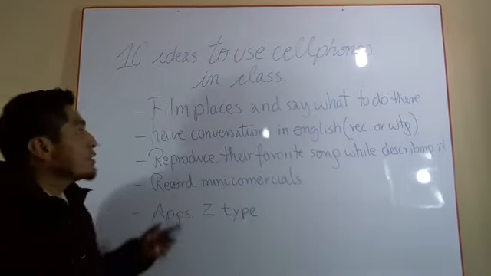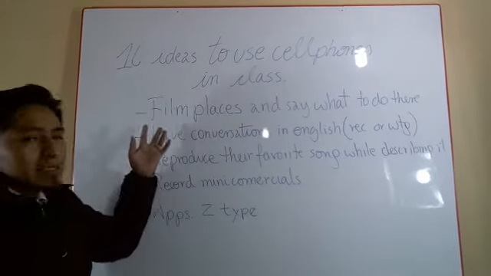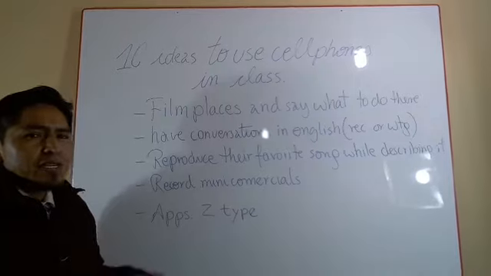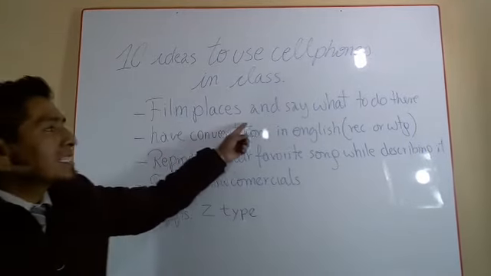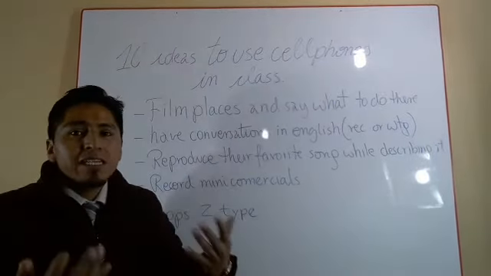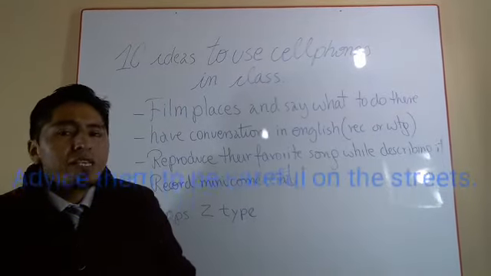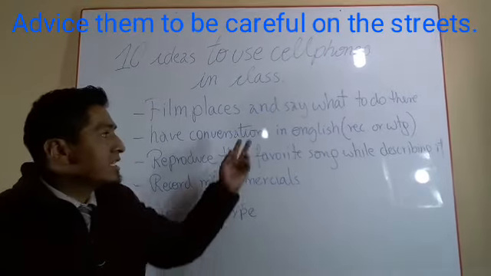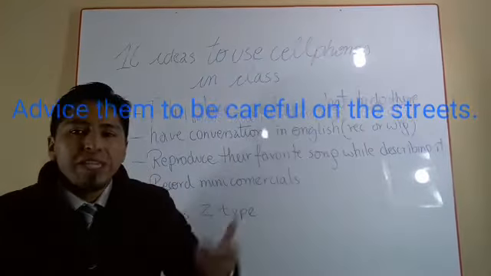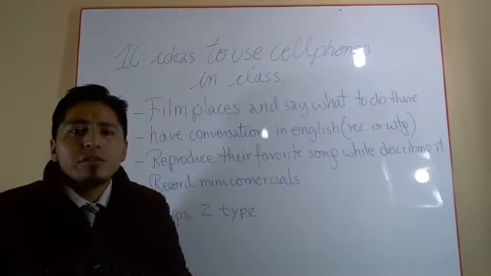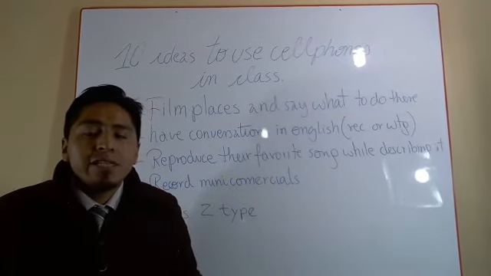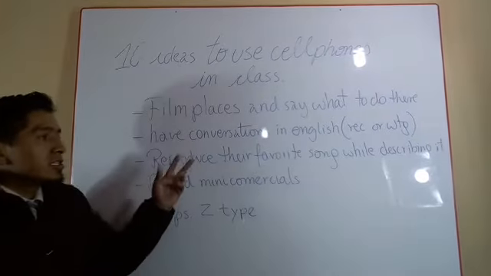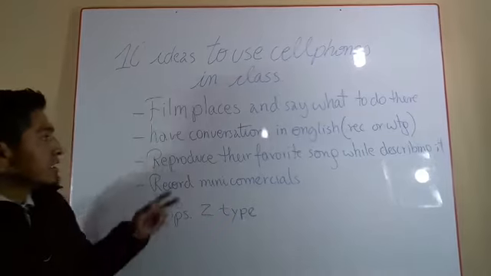We continue with number 6. What you can do with your students and their cell phones is to have them film places. Could be inside the institution, could be on the street, offices, cafeterias, any kind of place, and say what people do there. What do people do in restaurants? They have lunch, they have dinner, etc. So that produces a lot of talking.